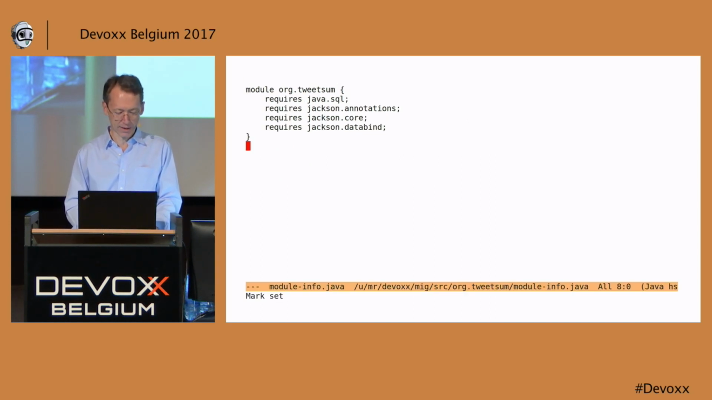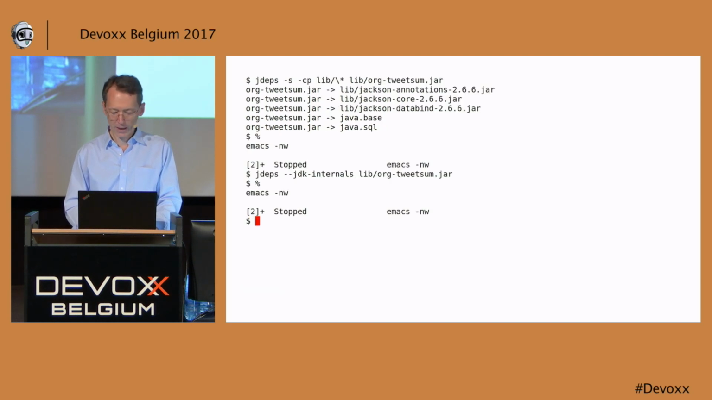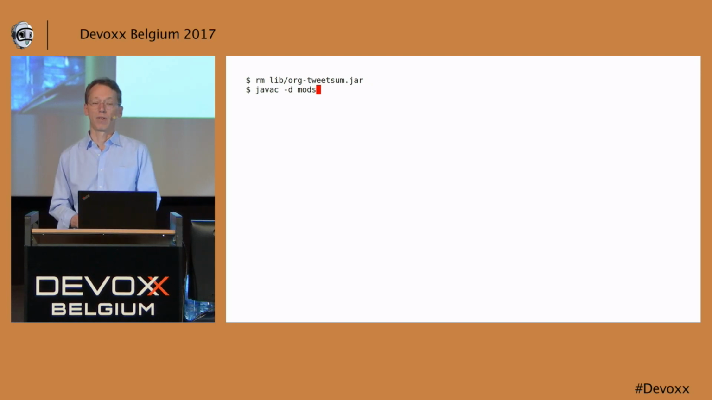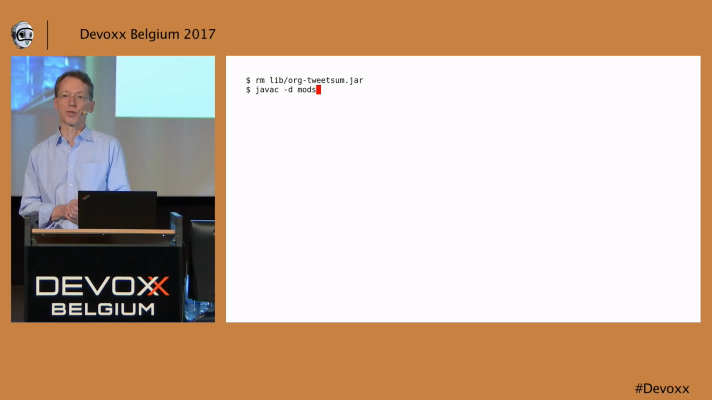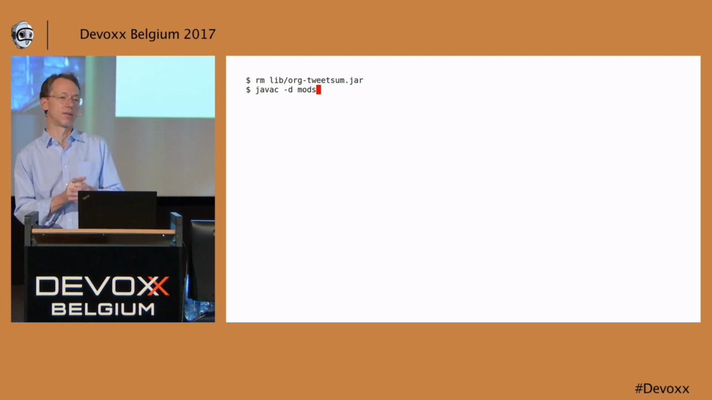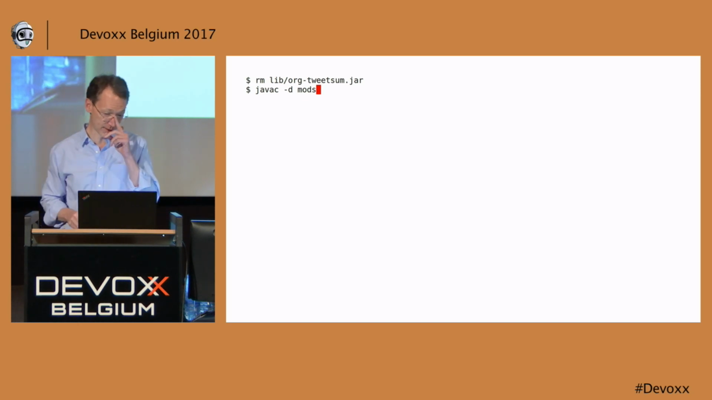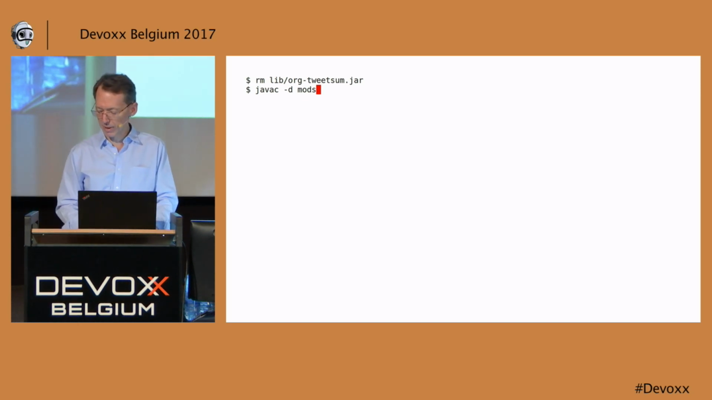Okay, so we've got our module declaration. Let's compile everything here. I'll just remove that. So javac. Javac has gotten fairly sophisticated. It understands the structure of a modular source tree. It can generate an exploded classes directory that has an additional level of directories for modules, and that's what this mods directory is going to be. It also understands module source paths.